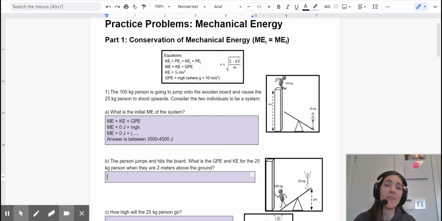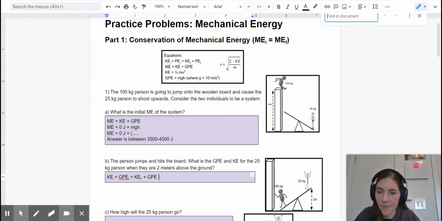So we have to think about the idea that KE initial plus GPE initial equals KE final plus GPE final. I'm not going to put these little subscripts on anymore.